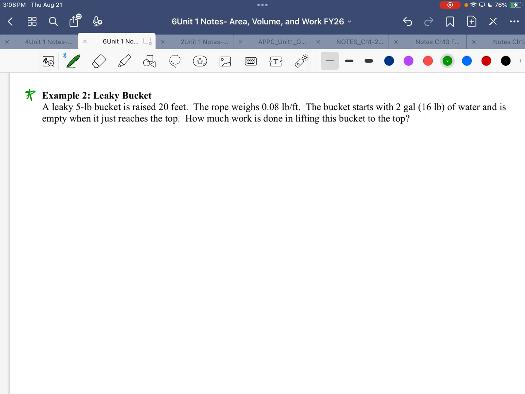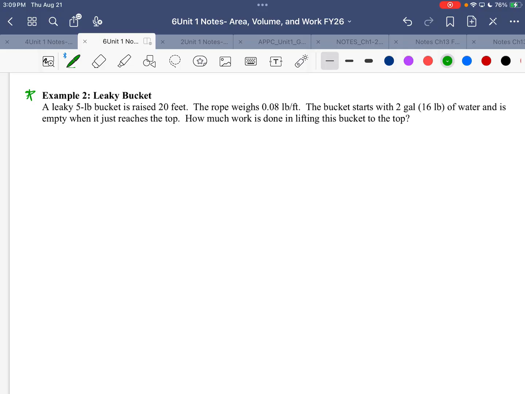So we have a leaky 5-pound bucket is raised 20 feet. The rope weighs 0.08 pounds per foot. The bucket starts with 16 pounds of water and is empty when it reaches the top. How much work is done to lift it to the top?